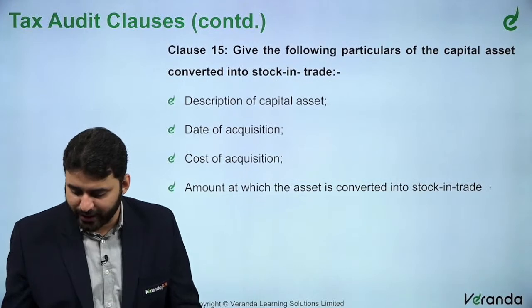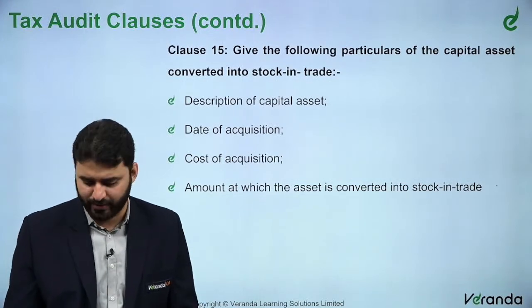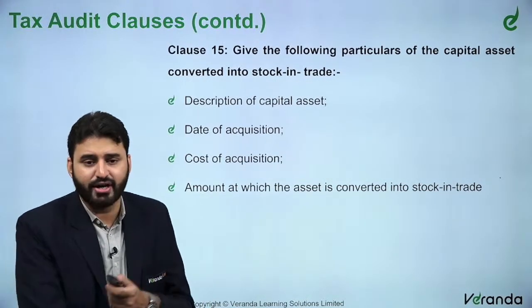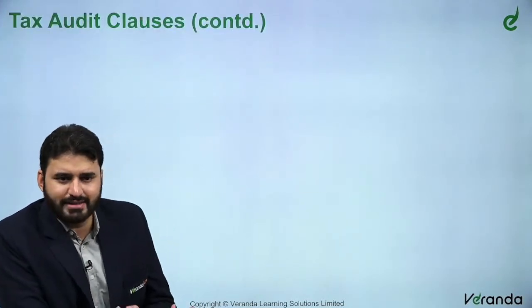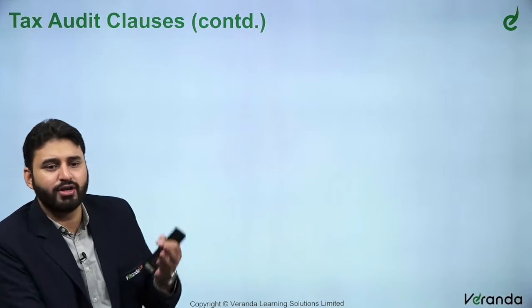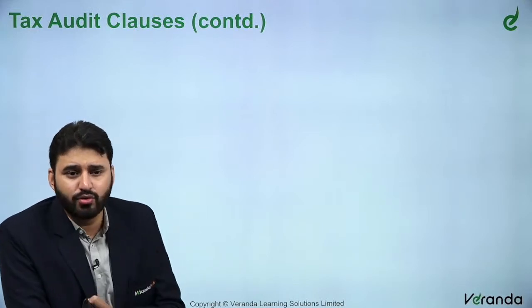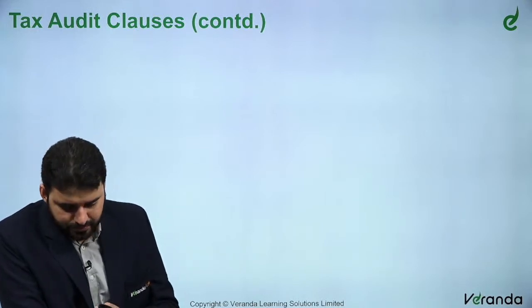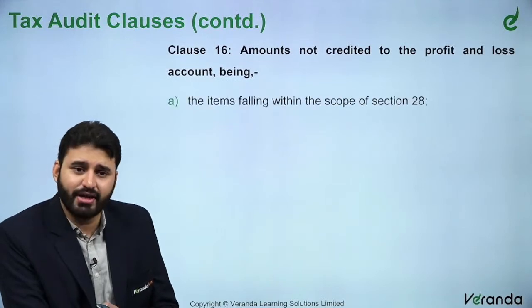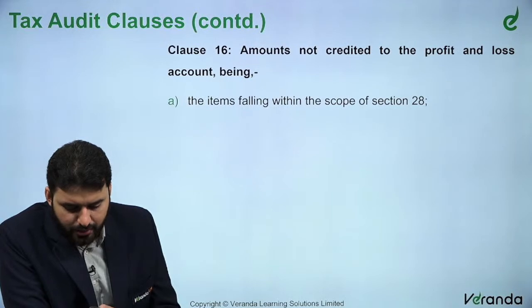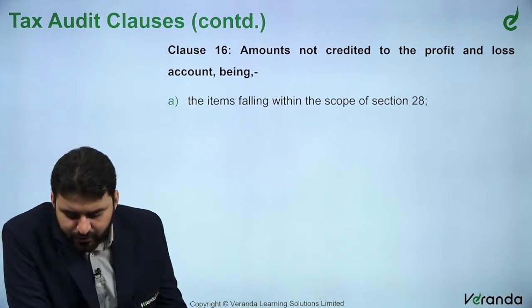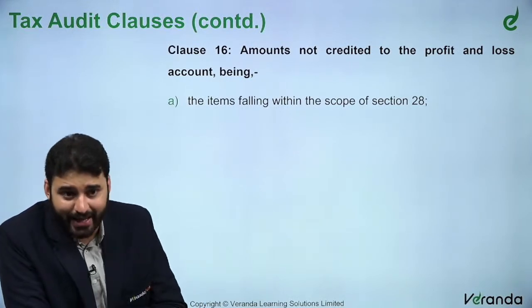This you have to take guidance under section 50 CA, if I'm not wrong. Amount at which asset is converted into stock in trade. This is clause 50. Now this may not be applicable for all cases, only when you convert your capital asset into stock in trade. Clause 16, a very important clause. Amounts not credited to the profit and loss account being the items falling within the scope of section 28.